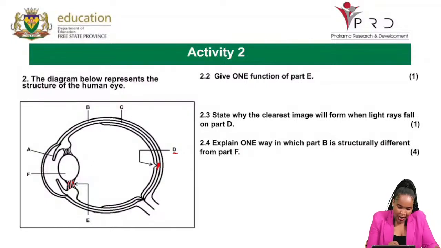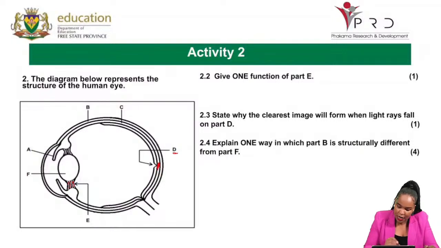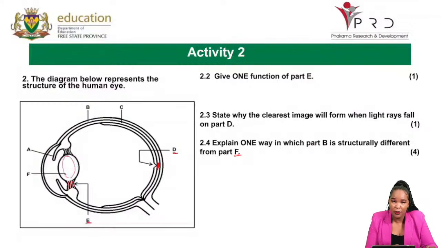Now, part B is this one here. So you must check, is it the first layer, the second layer, the middle layer, or the innermost layer? So part B from part F. Where is part F? Okay, part F is this one. So what is part B? What is part F? Right, so what is the function of E? Can you say it to your teacher?